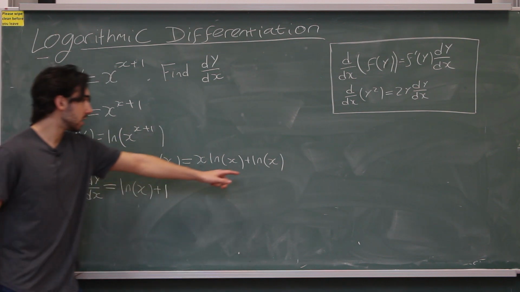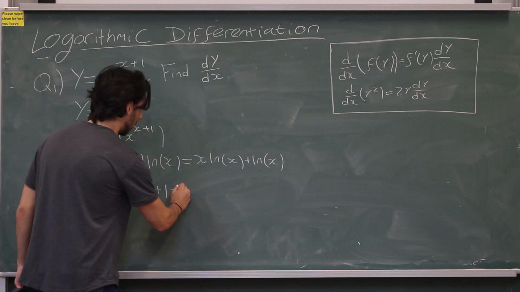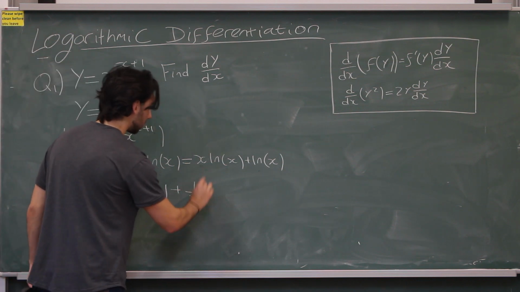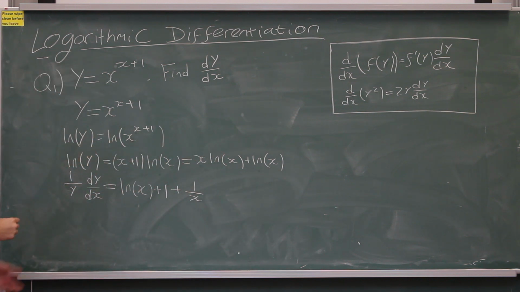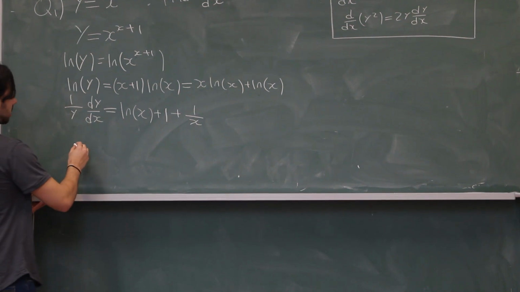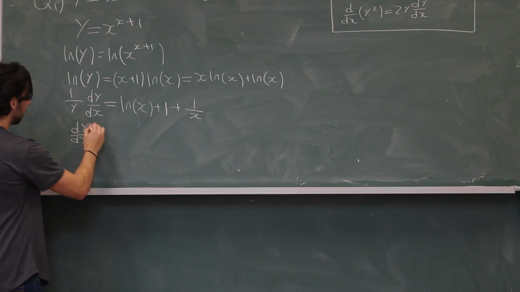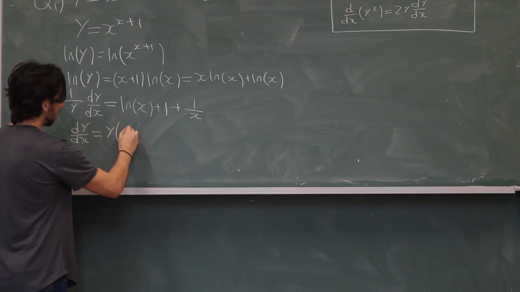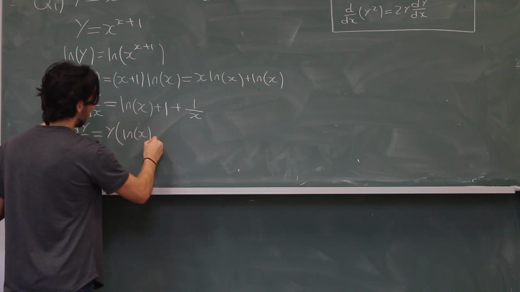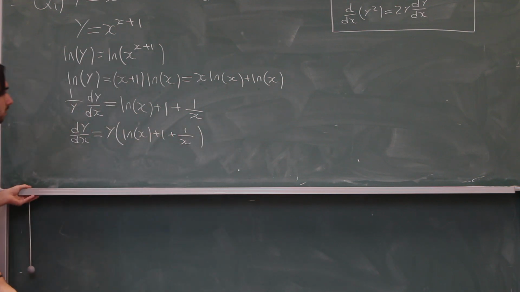Okay, then we need to differentiate the natural log of x all on its own, which is just 1 over x. That's not part of the product rule, that's just another term. Now we have this. Now, in order to get dy/dx on its own, we should multiply both sides by y. So I'm just going to move the board upwards slightly. And multiplying both sides by y, we have dy/dx is equal to y times the natural log of x plus 1 over x, all in brackets there, like that.